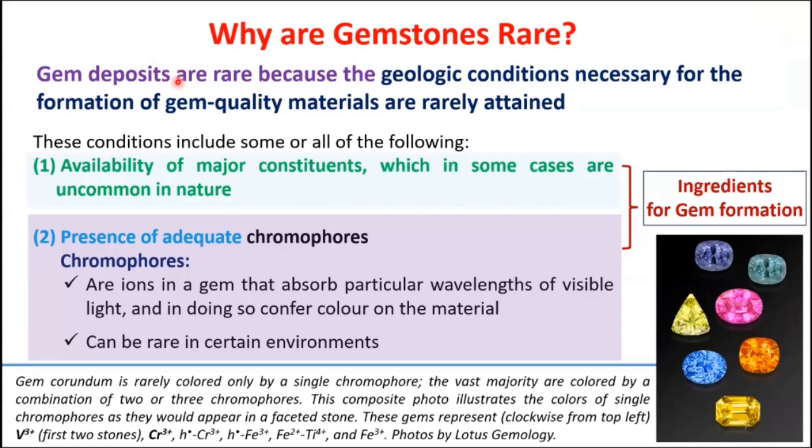Mainly, they control the geological conditions that are necessary for formation of gem quality materials. As a result, gem deposits are rare in nature because the geological conditions necessary for formation of gem quality materials are rarely attained. So what are these geological conditions? First, I have listed 2 things.